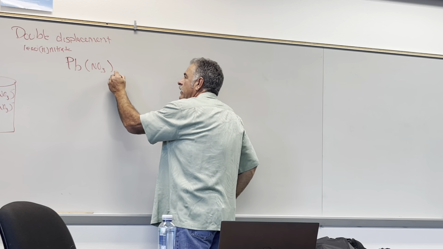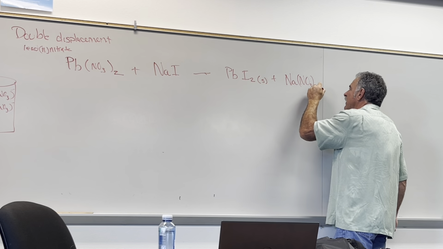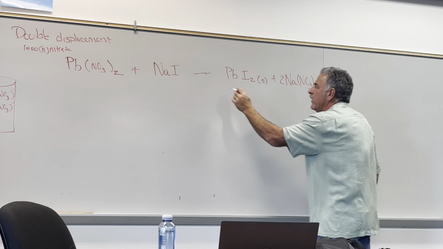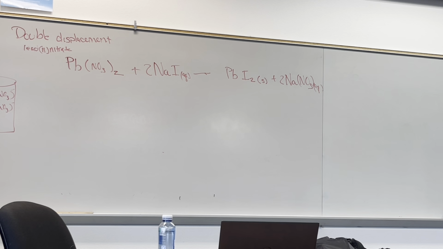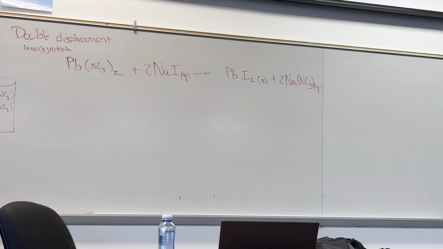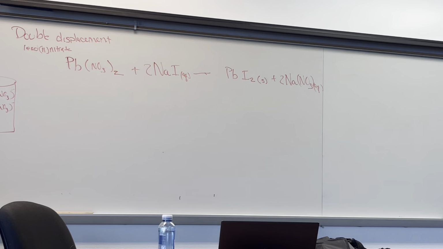Lead nitrate, sodium iodide, and then we're going to make, remember, double displacement, so the charge on the lead isn't going to change. We're going to have PbI2, and that's going to be the solid. And then, so, again, now this is going to be NaNO3, and to balance it, 2 here, 2 here, and that's our double displacement reaction for lead nitrate. And you can practice on your own, break it down if you want.